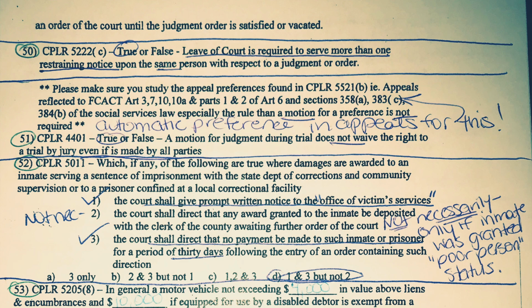C1, a motion for judgment during trial does not waive the right to a trial by jury, even if it is made by all parties, and that sounds ridiculous, but it's true.